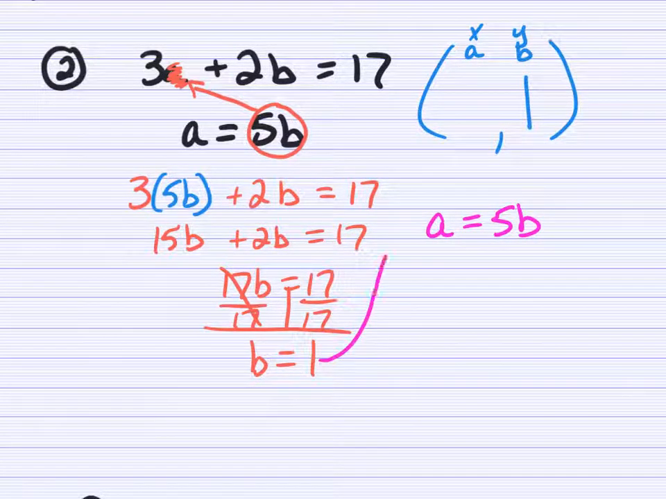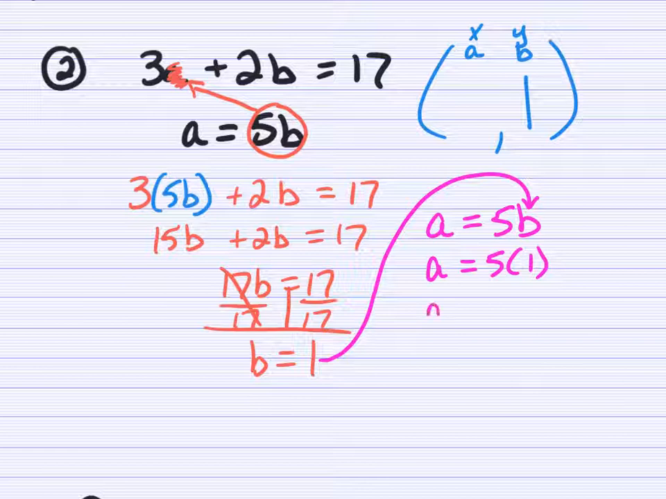And since we know that b is 1, I can plug that number in for that variable. So a equals 5 times 1, which means a equals 5. So these two equations, if I were to graph them, would cross at 5, 1.